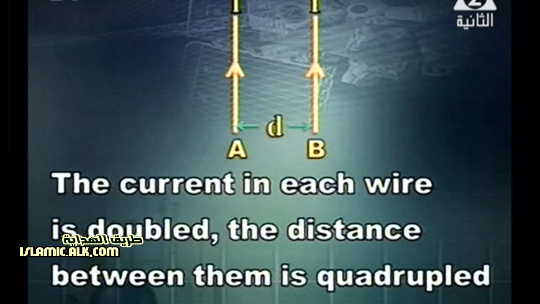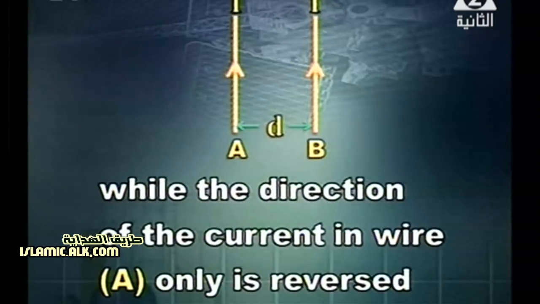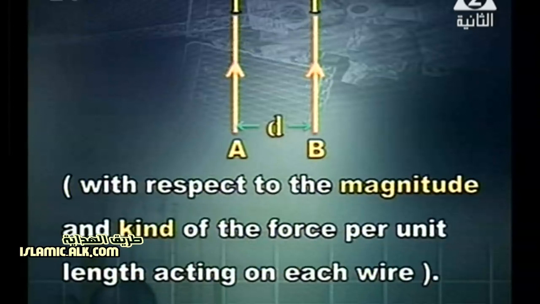And what about the question? What happens when the current in each wire is doubled, the distance between the two wires is made 4 times greater, is quadrupled, while the direction of the current in just one of them, in wire A, is reversed? So current in each wire is doubled, distance is made 4 times greater, and direction of the current in one of them is reversed. And we want you to tell what would happen with respect to the magnitude and kind of the force per unit length acting on each wire.